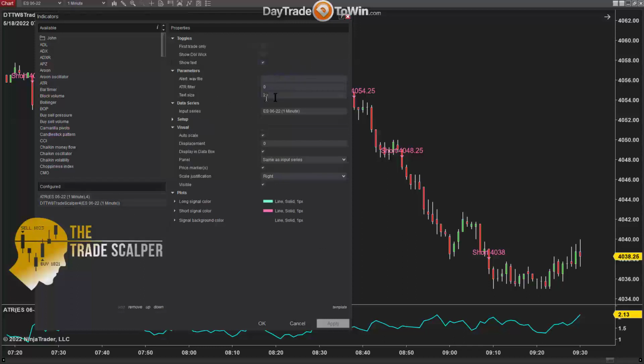The Trade Scalper, which is right here, only offers a few options. Do you want to see one trade or multiple trades if they're happening in succession? Do you want to see this extra signal called show double wick? And do you want to filter out signals based off the ATR? If the ATR is too low, there's no signals because it's not worth trading.